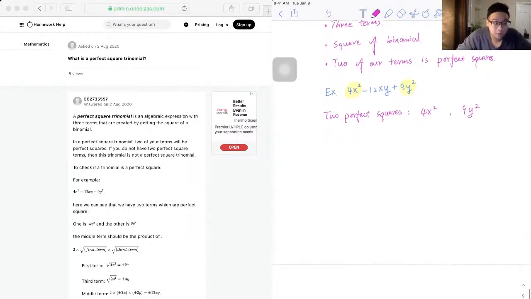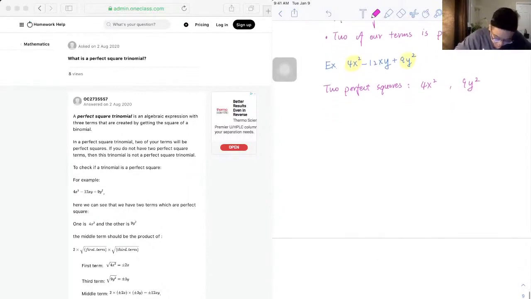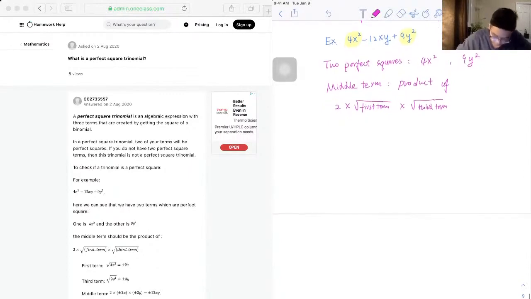And the middle term should be the product of 2 times the square root of the first term, times the square root of the third term. So let's define our first term.